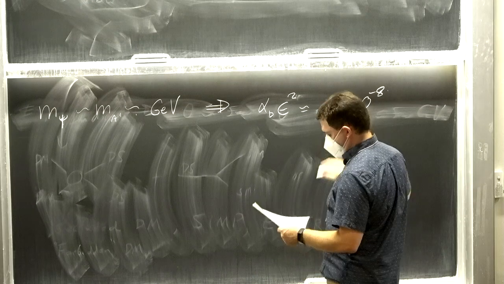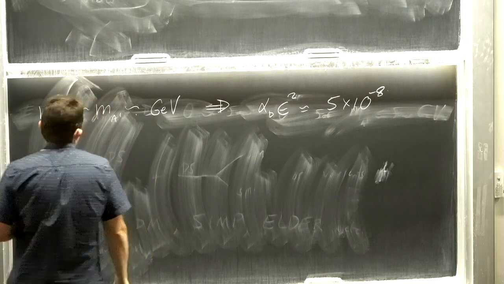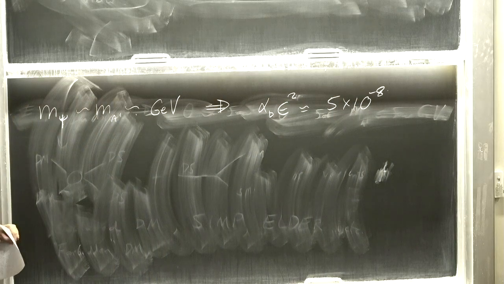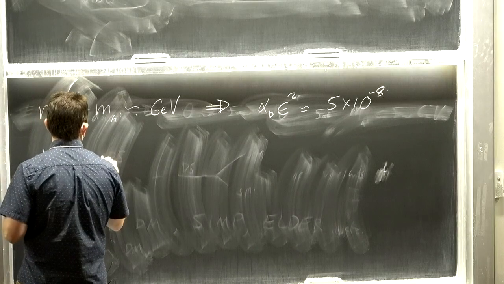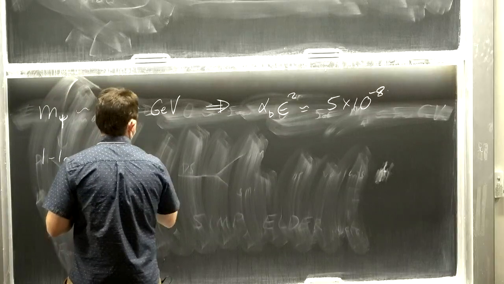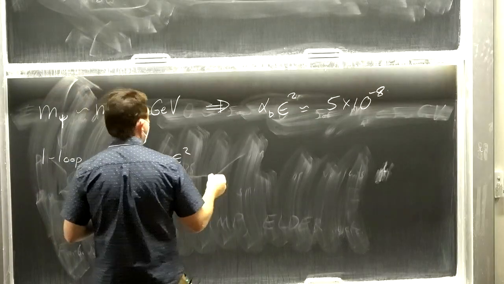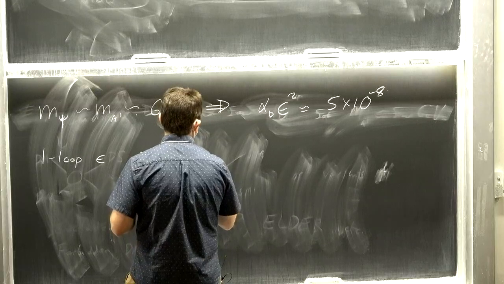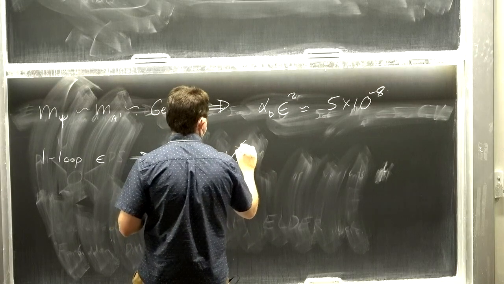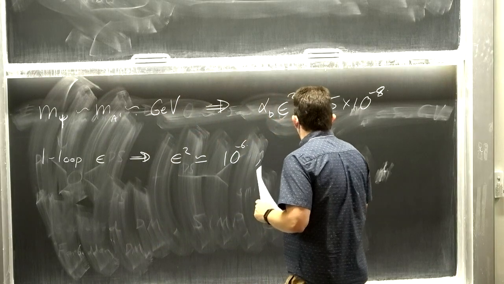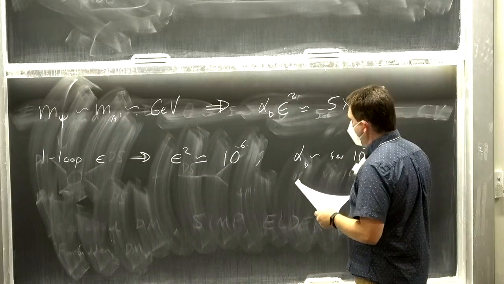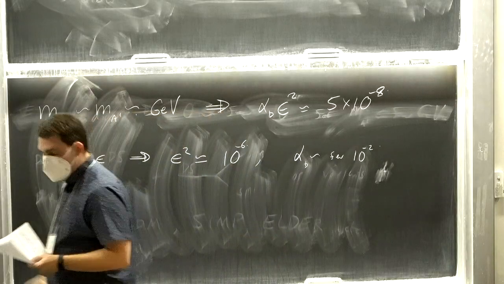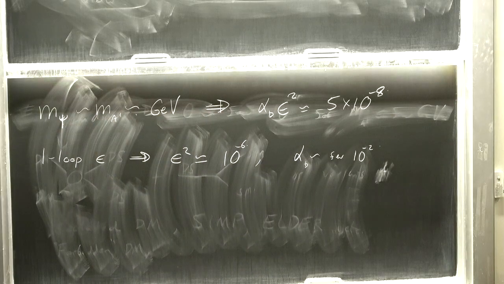Okay, so we were imagining, say, one loop epsilons. So 1 loop epsilon implies, let's just put in 10 to the minus 3, which is a fairly typical value that's considered for epsilon. That gives you epsilon squared of 10 to the minus 6. We could put in an alpha dark that's a few times 10 to the minus 2. And that's totally compatible with what you would expect from just getting the freeze-out density.